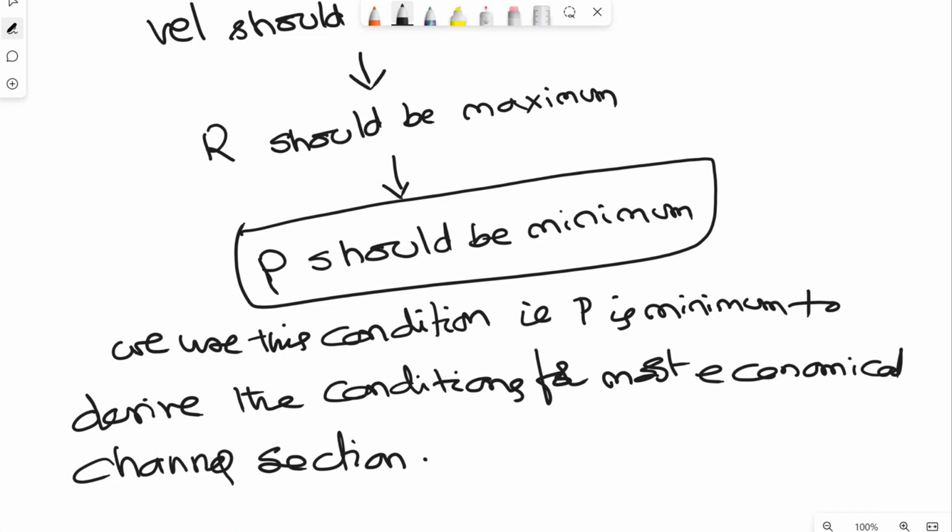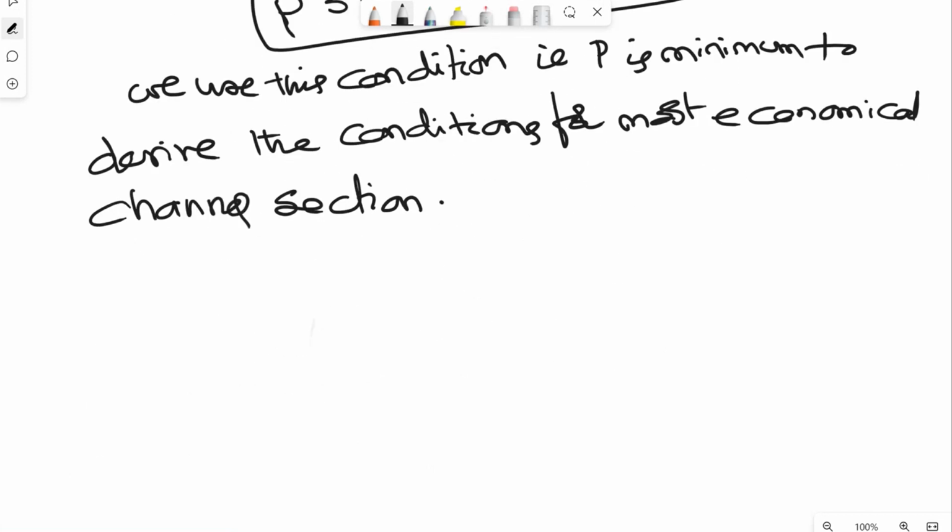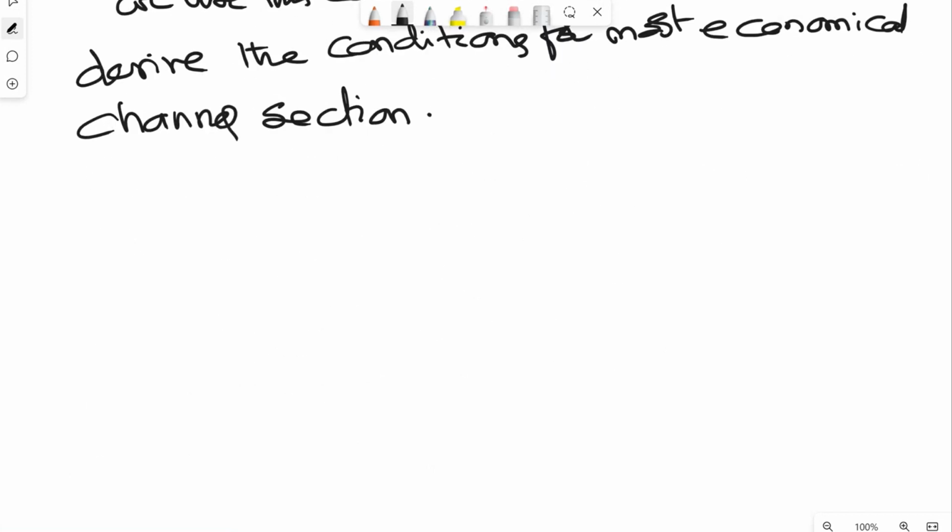Then the V equation is what? Chezy-Manning's equation. In that, all depends only on roughness coefficient, R and S. N is constant, C is constant, S is constant. So what is remaining again? V directly depends on R. So V will be maximum only if R is maximum. What is R? R is equal to A by P. A is constant, A cannot increase. So when will R be maximum? Only if P is minimum. So that condition we are using to derive the most economical section. This is the starting point for me.